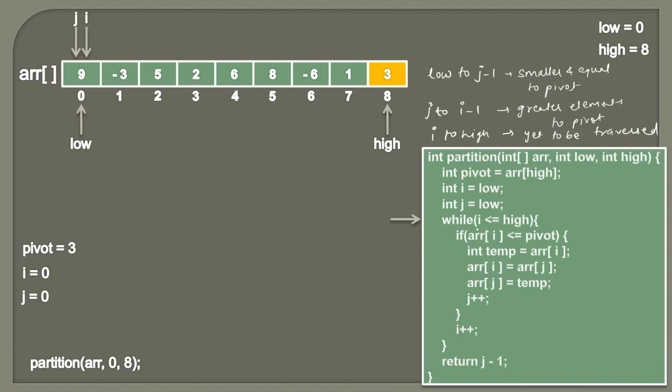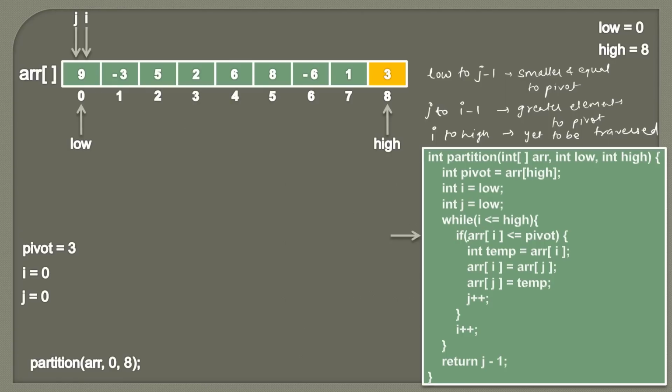So after every execution of the while loop, you can see these conditions and figure out how these ranges work. At the start, from i to high, every element is yet to be traversed, and low to j-1 and j to i-1 go beyond the array. Therefore there are no elements in these ranges. Currently i is less than or equal to high, so this condition is true. Now we are trying to explore the first element, which is 9.